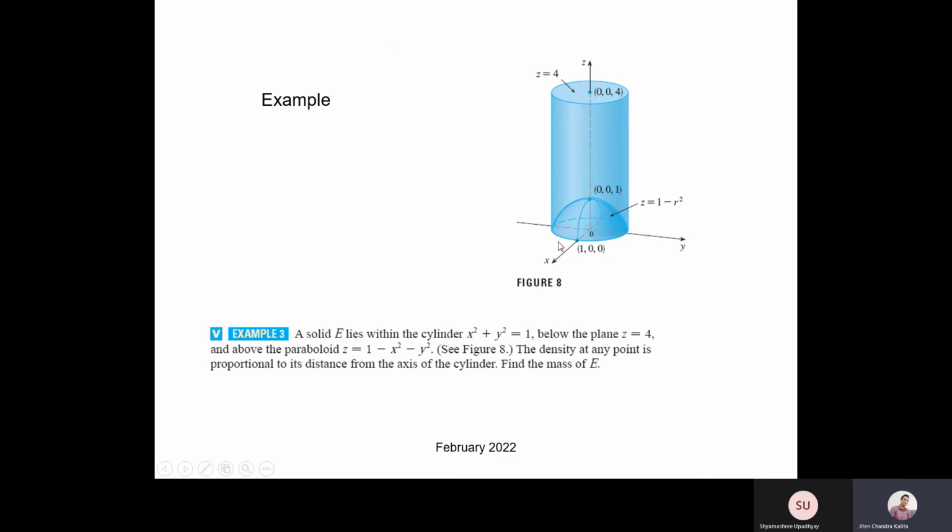So this is the paraboloid. The density at any point is proportional to its distance from the axis of the cylinder. So find the mass of E.